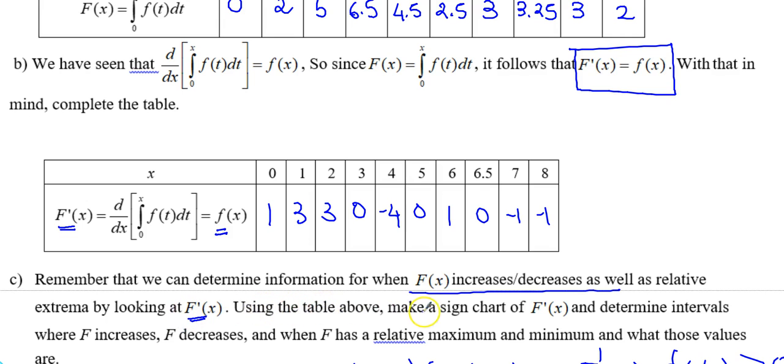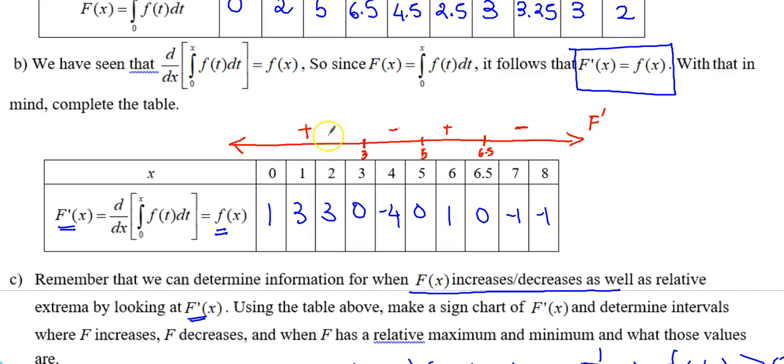Using this table above, make a sign chart of f prime of x and determine the intervals. So let's take a look at the sign chart. I'm going to make the sign chart here. This is the sign chart for f prime of x. Clearly this is a 0 at 3, f prime is 0, and 6.5 is a 0. Here the derivative is negative. Then there is one more 0 at 5. That's positive, that's negative, and that's positive.